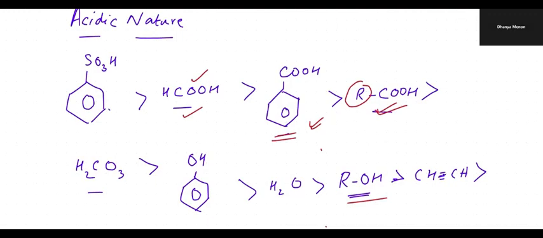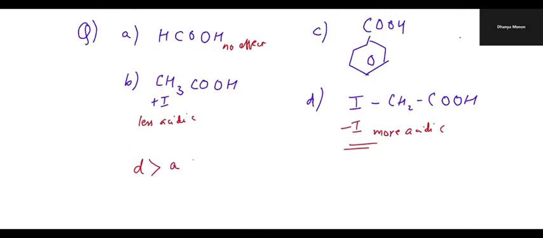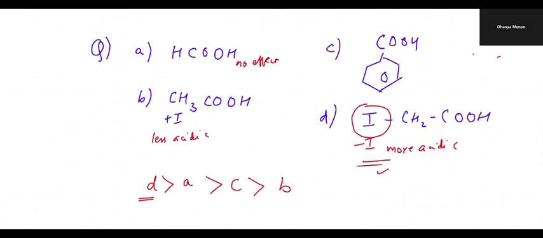So next one will be who? Formic acid is A. Next one is benzoic acid. And the least acidic is acetic acid. So why have we placed D before? Because D has iodine, which shows minus I effect, which is more acidic. I hope I am clear. So if you know the list, it becomes easy to compare the acidity.